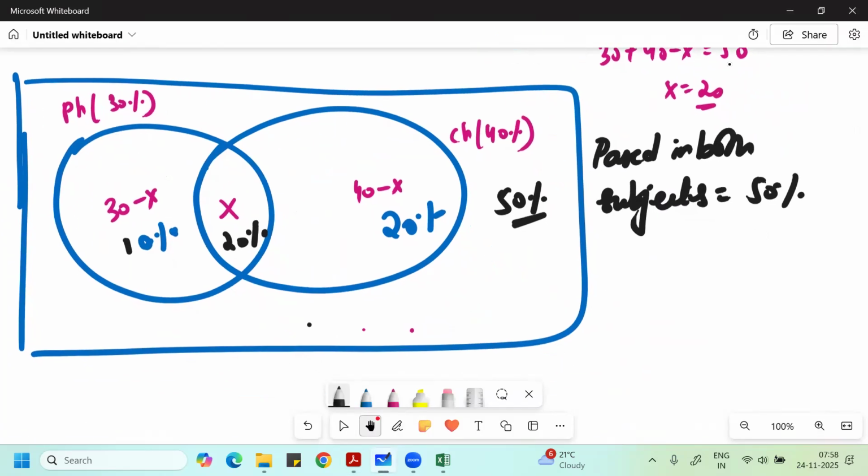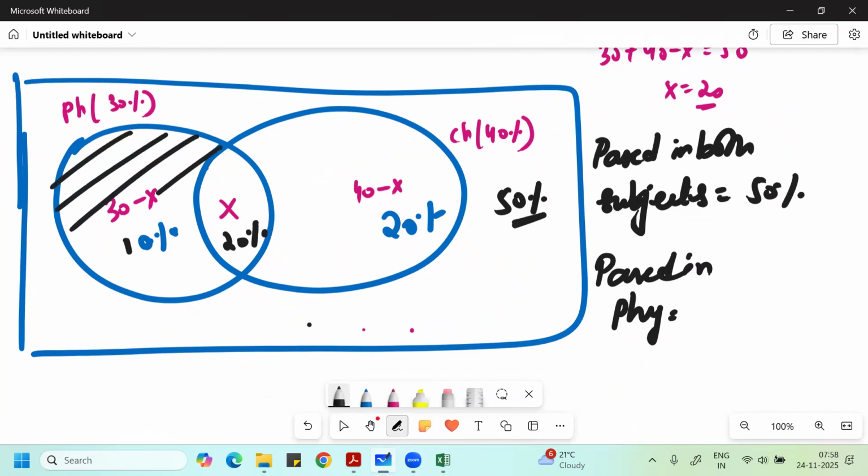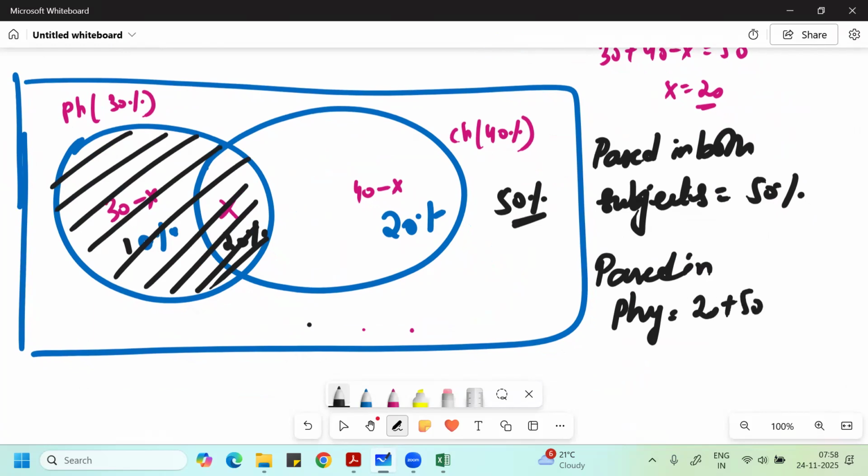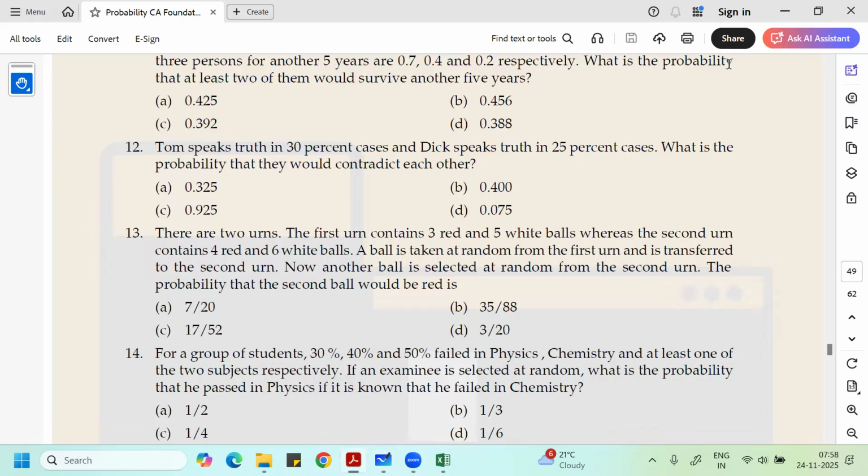Failed in physics is this part. So passed in physics is what? 20 plus 50, 70. Now, the probability of passing in physics, if you know that he failed in chemistry.